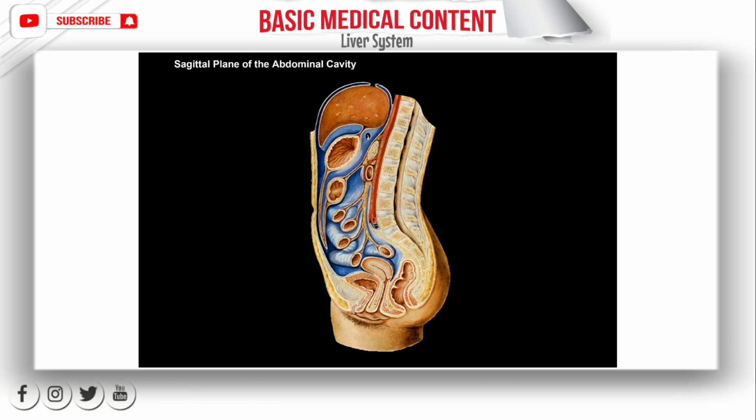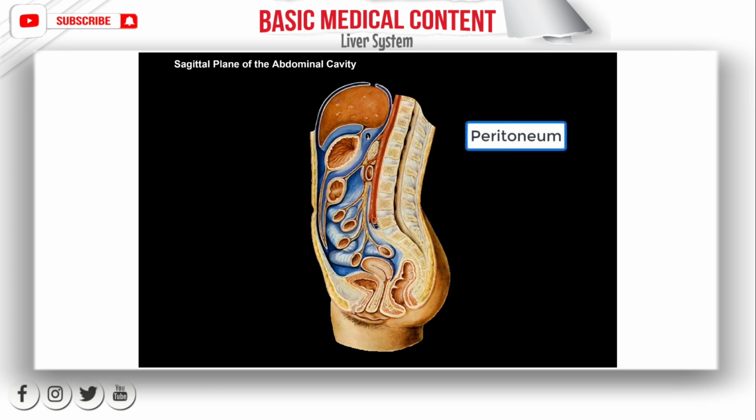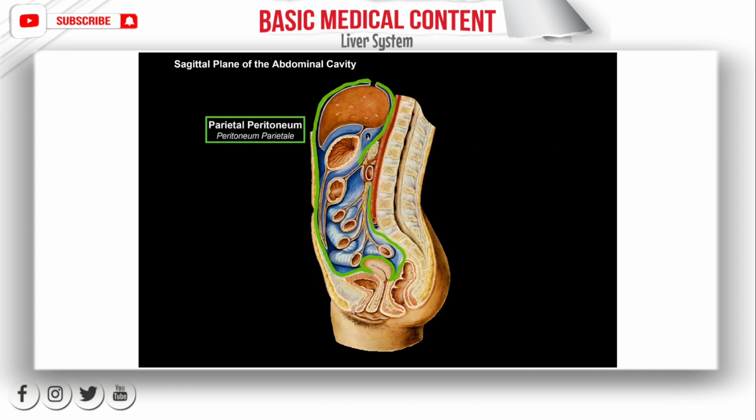Now for orientation's sake, this is the liver, the stomach, the transverse colon, the small intestine, and down here is a sigmoid colon. Now this is a woman's abdominal cavity, so the uterus is here. Now we have something called the peritoneum, and essentially it's a layer of fat that is distributed around the abdominal cavity, and we divide it into 2 parts. We have the parietal peritoneum in green, which covers the surrounding walls of the abdominal cavity, and then we have the visceral peritoneum, which covers the organs inside of the abdominal cavity here in blue.